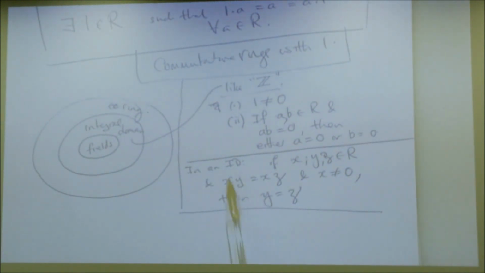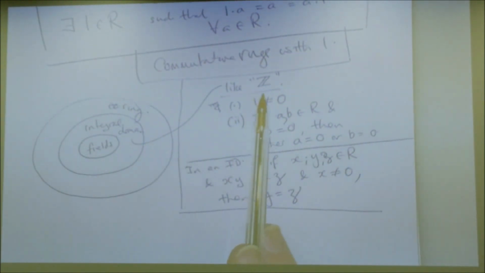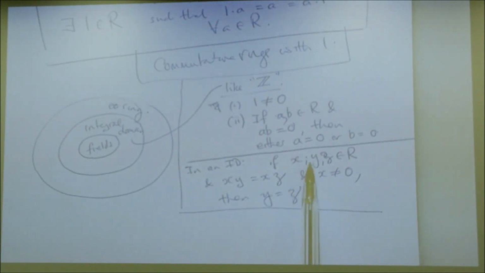So I'll say it again. In one of these integral domains, a ring which is like the integers, if you've got x, y, and z, and it happens that xy equals xz, and it so happens that x is not 0, then you can cancel. It follows from this stuff up here by a little algebraic argument.